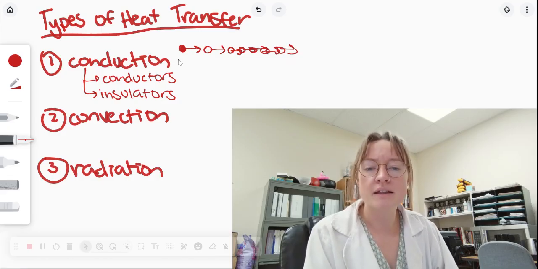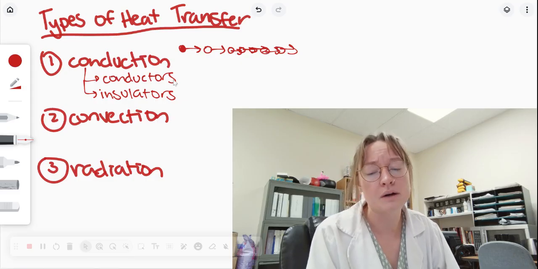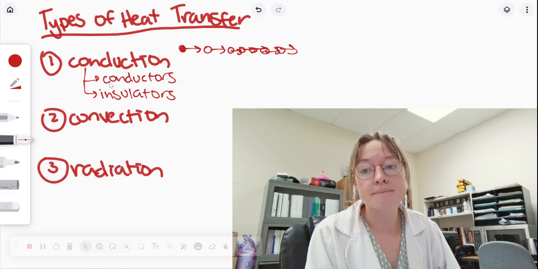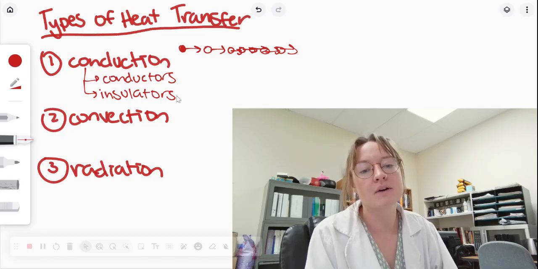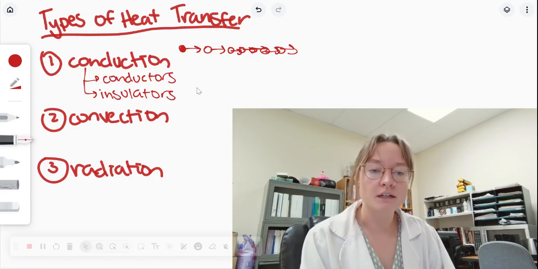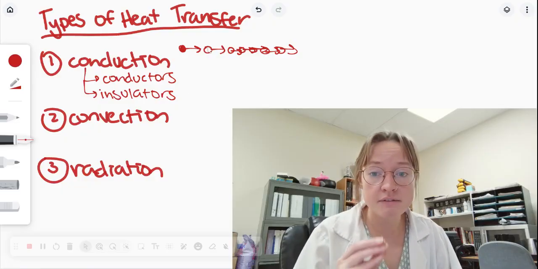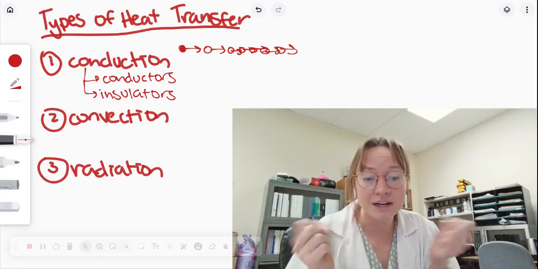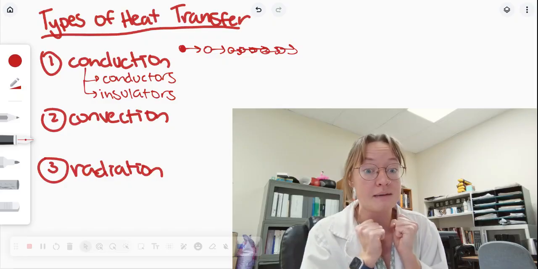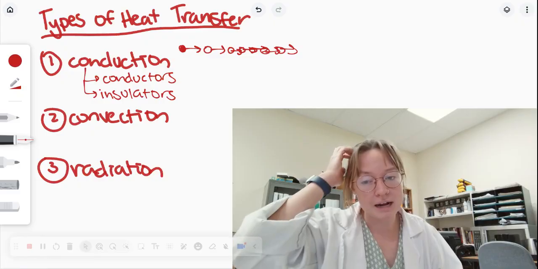So the things that really matter here for whether you're a good conductor or a good insulator, or in other words, a bad insulator or a good conductor, you could say it either way. If you're a good conductor, you're a bad insulator. If you're a good insulator, you're a bad conductor. But anyway, the main things that really matter here are the stiffness of the molecular structure. Do those little particles have room to move around? Do they have a little bit of freedom? Are they kind of loosey-goosey, or are they really tightly bound in their spots? And then also, are they tightly packed together, or are they more spread out?